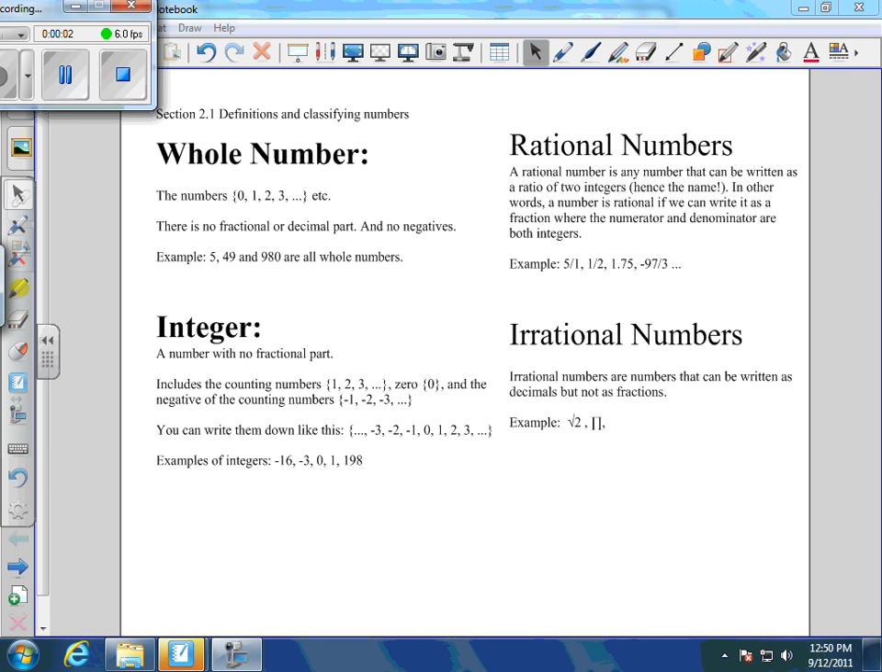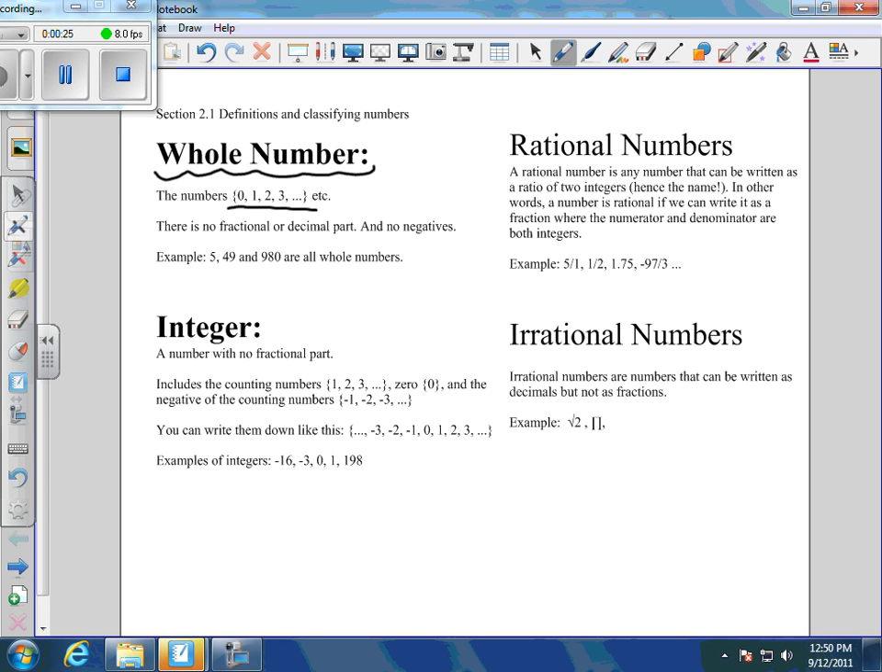Section 2.1, Classifying Numbers. We're going to classify numbers into 4 different sets. The first set that we're going to classify it into is the set of whole numbers. Whole numbers is our set of counting numbers starting with 0 going in the positive direction. So it starts as 0, 1, 2, and 3.